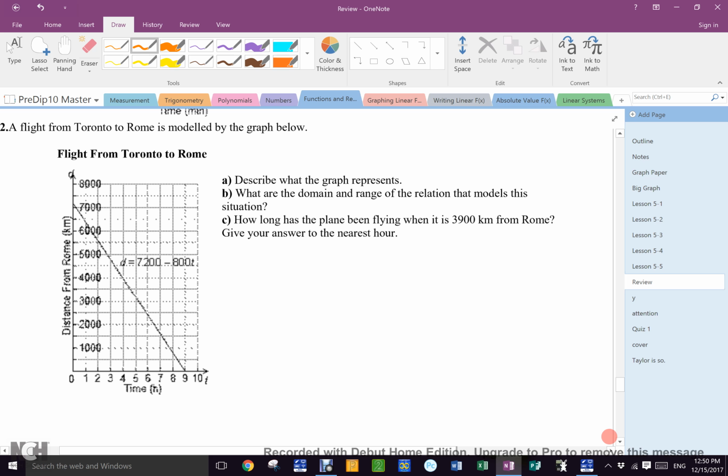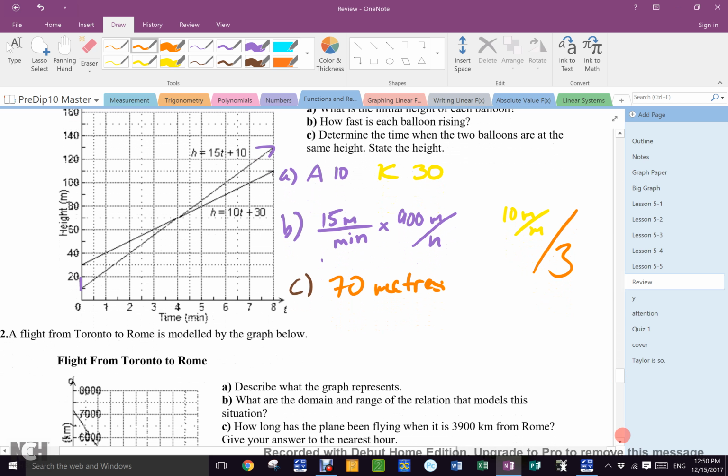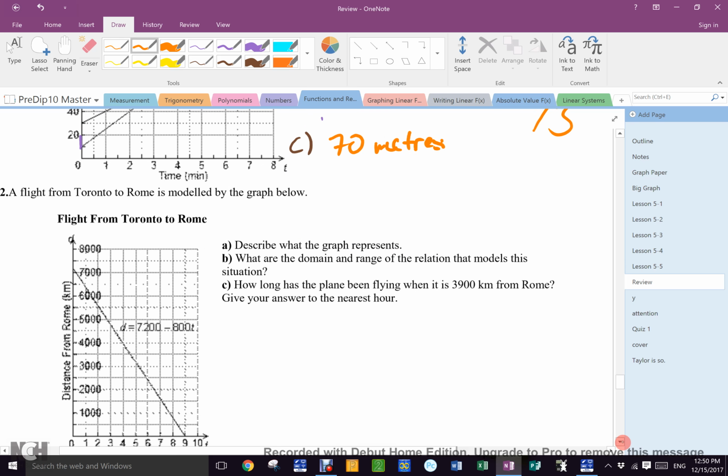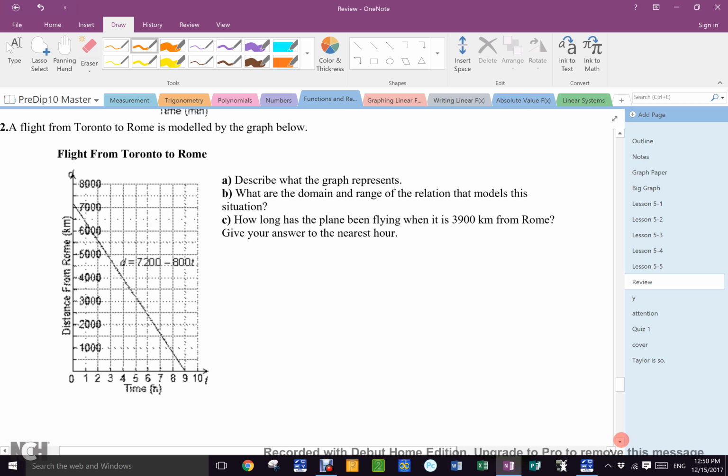Flight from Durán to Rome. Oh, heck. Let's make the whole thing out of 3. You decide. Heckle and Jekyll. Nobody knows who Heckle and Jekyll are. Do any of you know who Heckle and Jekyll are? That means we'll have to do that if we have time left at the end of marking this.